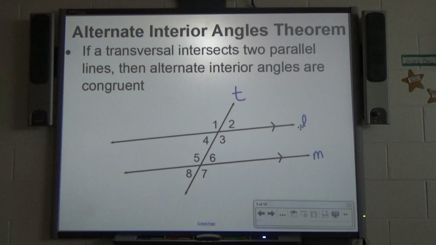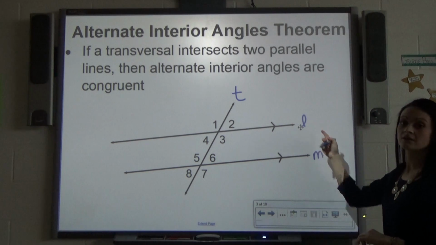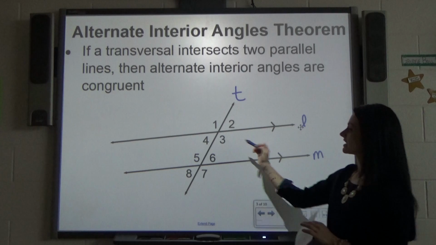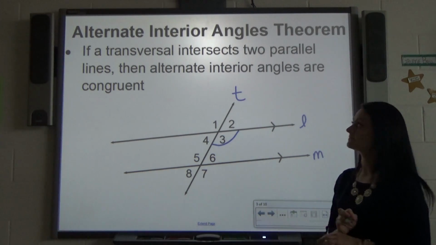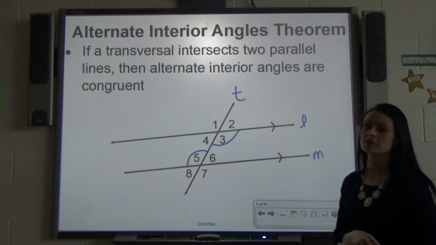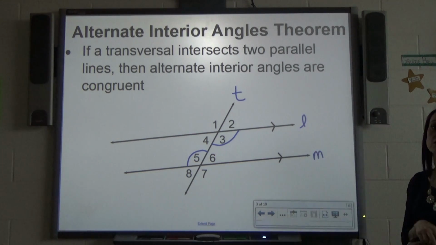So in this case, if I was going to deal with alternate interior angles, these two arrows tell me that line L and line M are parallel. So I could say that angle 3 would be congruent to angle 5 because they are alternate interior angles on two parallel lines.